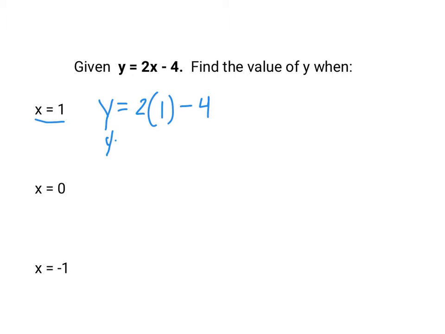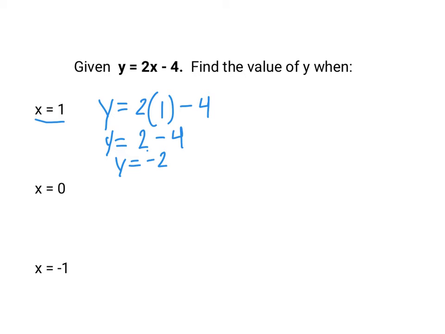So y equals, I'm going to rewrite it, 2 times 1 is 2 minus 4. One more step, y equals, and then 2 minus 4 is negative 2. So your answer is y equals negative 2.